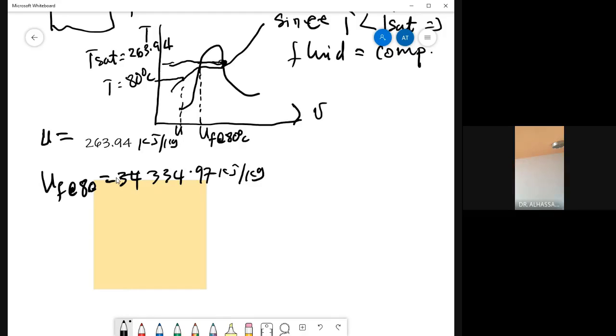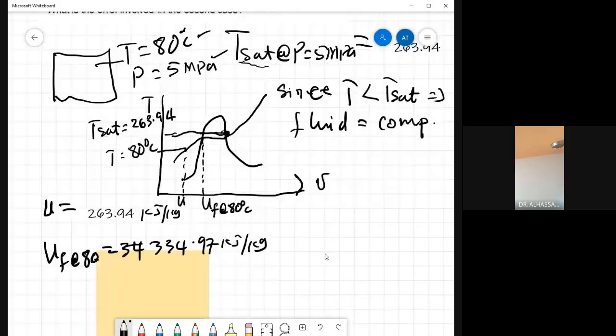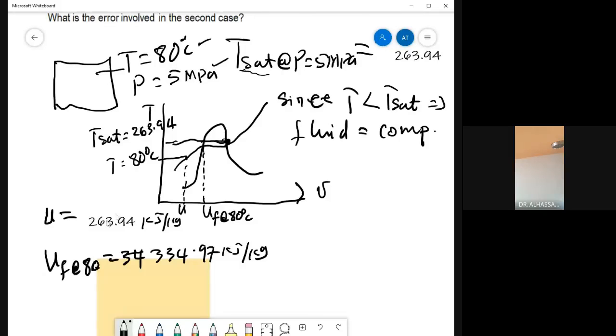Which one is the highest now? What I did here was wrong. So the temperature here is supposed to be... Sorry. So this was the initial one.